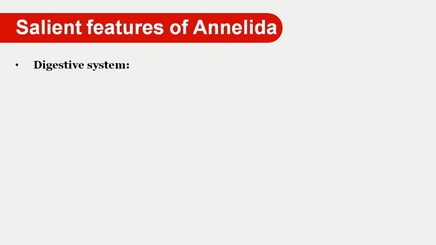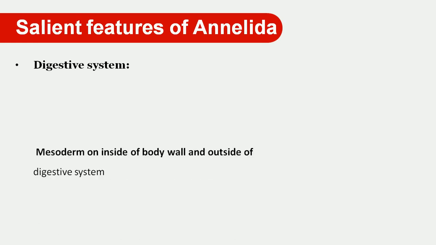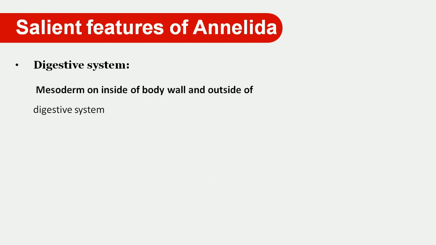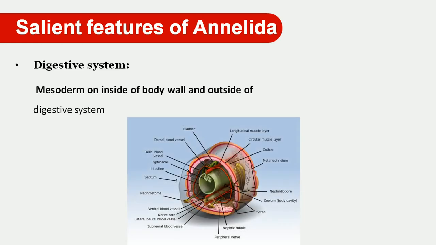Next, in that animal body, the digestive system is complete, and the mesoderm is inside the body wall and outside the digestive system. You can observe that in the pictures. There is a mesoderm outside the digestive tract, and we can look at how this digestive system is expanded.